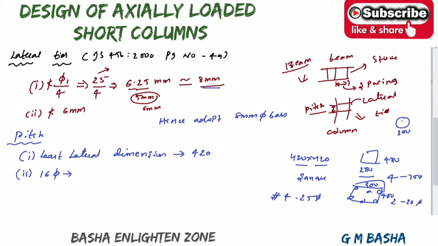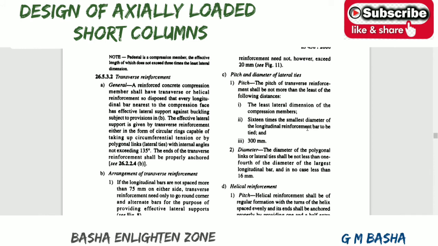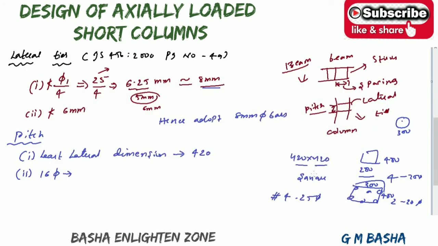16 times the smallest diameter of the longitudinal bar, that is the condition. In this condition you could choose a 20 mm bar, but here we are providing only 4 bars of 25 dia as longitudinal bars. We are providing only one dia of bar, which is 25 dia, in our design. At that time you can take 16 into 25 directly.